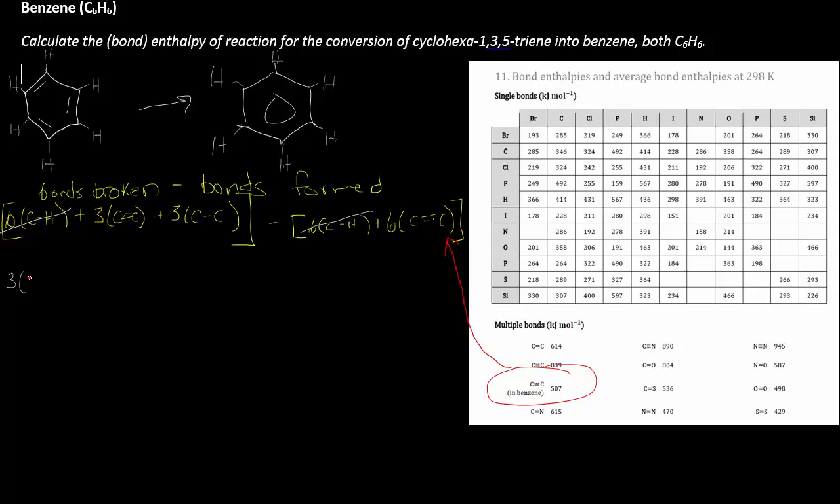I know that the 6 carbon-hydrogen bonds are present in both terms here, so I actually don't need to account for them. I'm just going to put a line through them and eliminate them from this question. I'm going to focus on the 3 carbon-carbon double bonds and 3 carbon-carbon single bonds as compared to the 6 carbon-carbon benzene bonds. So we'll take care of the cyclohexatriene term, and we'll subtract the benzene term.